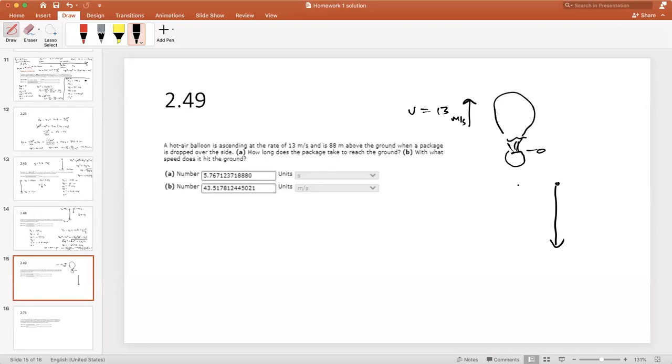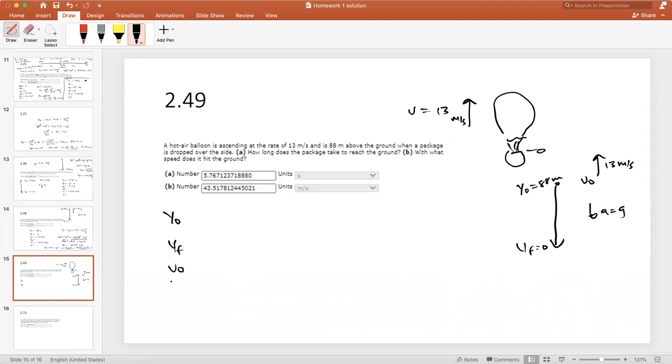We write y initial is 88 meters. Y final is when it hits the ground. V initial is upward 13 meters per second, and a is down, and is g. And that's all we have. We want to know how long it will take to hit the ground and what speed it hits. So y initial, y final.